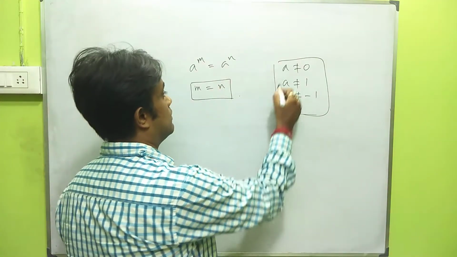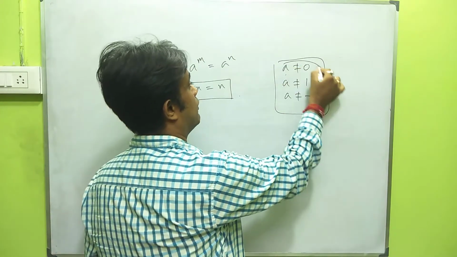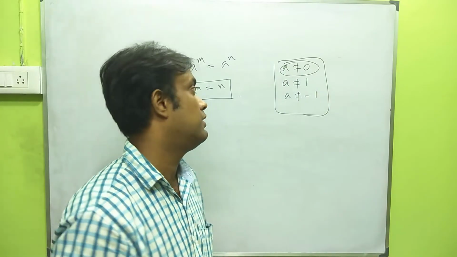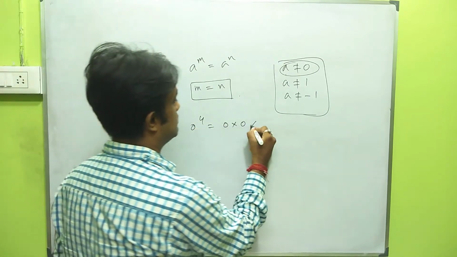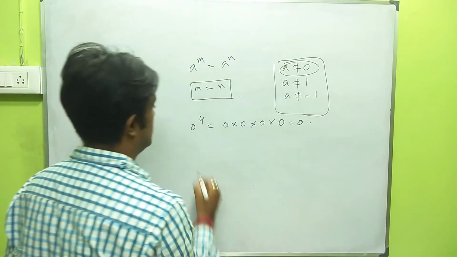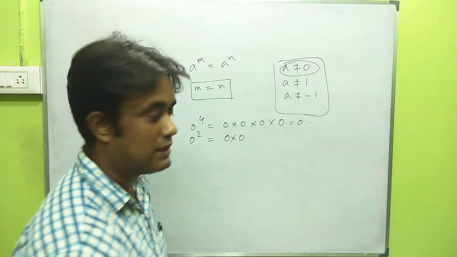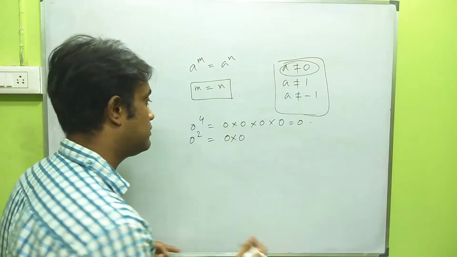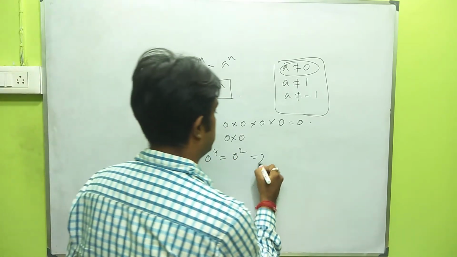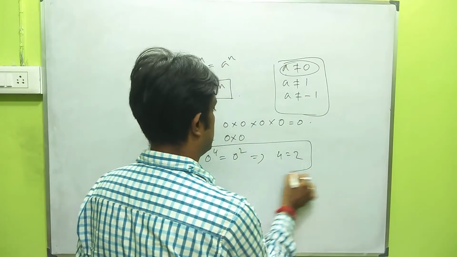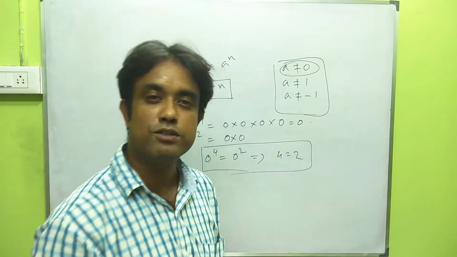So first we explain why it is not for a equals to 0. 0 to the power 4 means 0 into 0 into 0 into 0, that will be 0, and 0 to the power square is 0 into 0. So if this formula is suitable for a is equal to 0, then it will be 0 to the power 4 is equal to 0 to the power square. So this implies 4 is equal to 2. So it is not possible. So this formula or this rule is not suitable for a equals to 0.